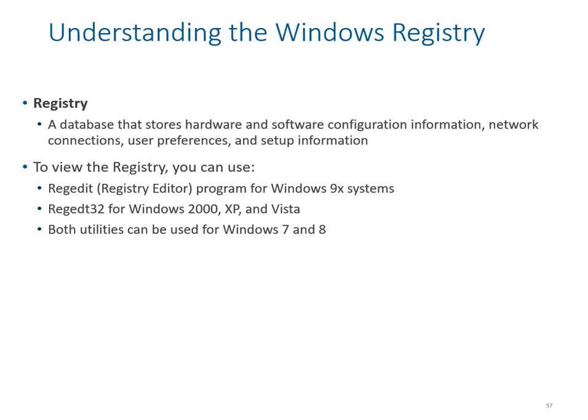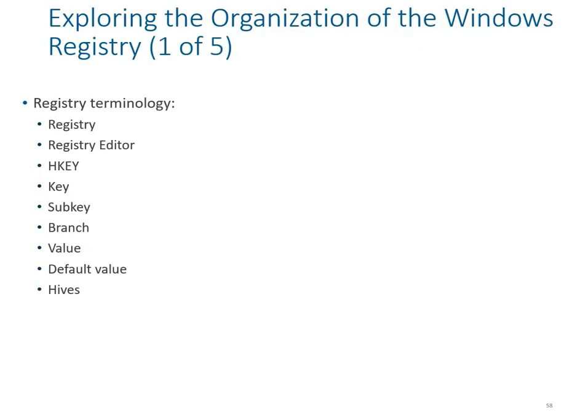It has always been there in the Windows operating system. It started from Windows 95, 98, and then came to XP, and then Vista and ME Edition, and so on. So it has always been there. Now there are different terminologies used in the Windows registry: the registry setting, the registry editor, the HKEY, a key for every entry, then a subkey, some branch keys under it, the default keys, and then we have the hives.